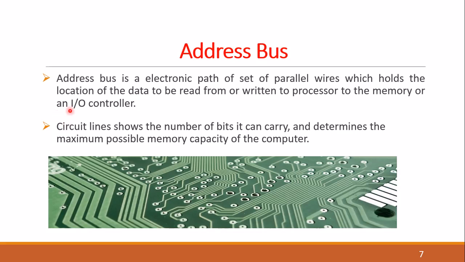Means the data resides in the memory, and the processor, or IO controllers, read the data through these lines, while the data resides in your memory. The circuit lines show the number of bits it can carry. It means the capacity of the data depends on these lines, and they determine the maximum possible memory capacity of the computer.